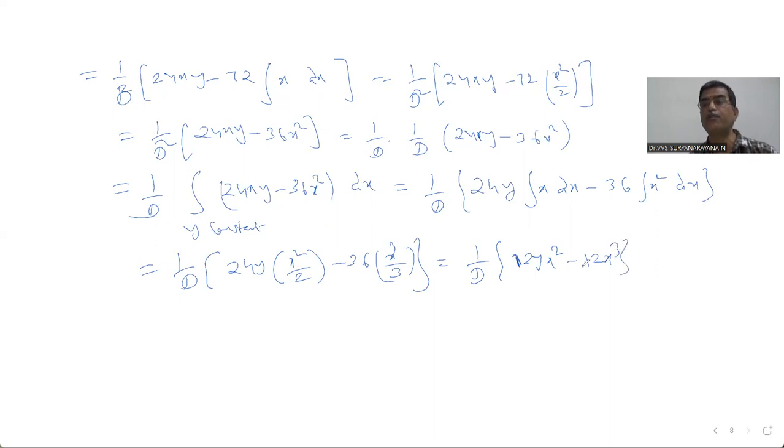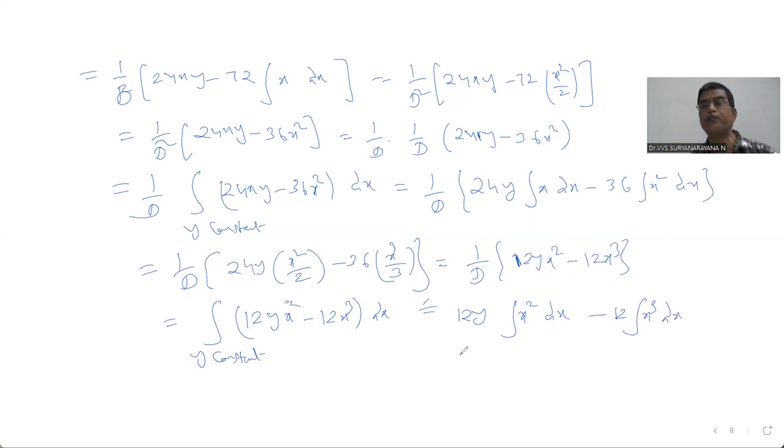12 of x cube. Now again 1 by D is there. 1 by D stands for again integral. Integral of 12y x square minus 12x cube with respect to x. Since 1 by D is a partial integration with respect to x, we have to treat y as constant. So in the first term 12y will come out. We have to find only the integral of x square. The second one, 12 is a constant. We have to find the integral of x cube.